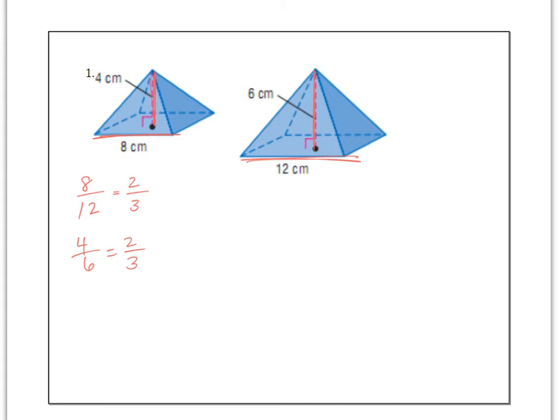Also 2/3. Since the ratios of their corresponding lengths were the same, since we got the same answer for both of those, these are similar to each other. And the scale factor is going to be 2 to 3. You can write it as a fraction, or you could write it with a colon as well.